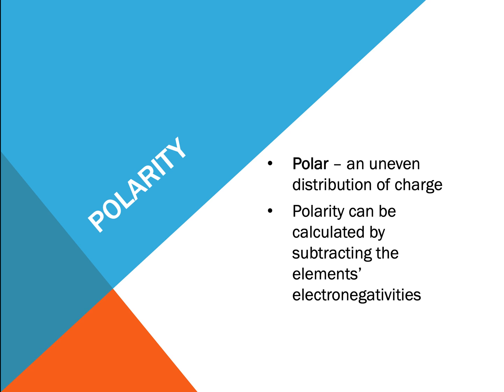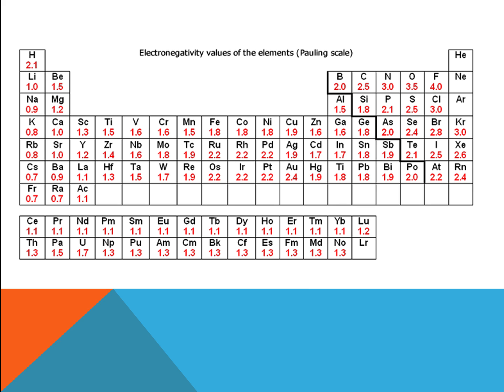And we calculate polarity by subtracting the elements' electronegativities. Now, we learned about electronegativity as a general trend. That is when one atom is able to pull an electron towards itself when in a chemical compound. But what we're going to look at now is electronegativities as numbers. We can see here that fluorine has the highest electronegativity at 4, and then something like francium has a really low electronegativity at 0.7.